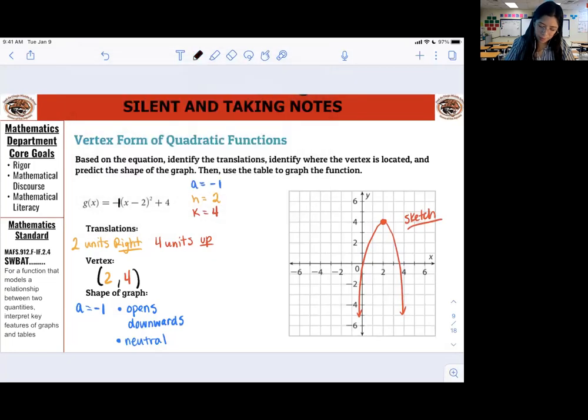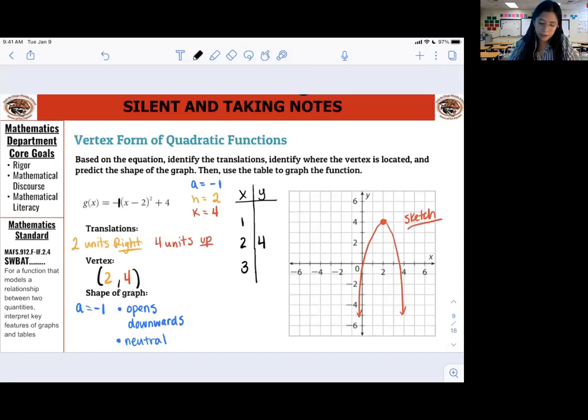I make my table. What do I put on my table again? What am I putting on my table? 2, 4. And then one number before that and one number after that. So what number goes before the 2? 1. And then after the 2? 3. Those are my inputs. That's what I'm going to plug in and then see what I get.